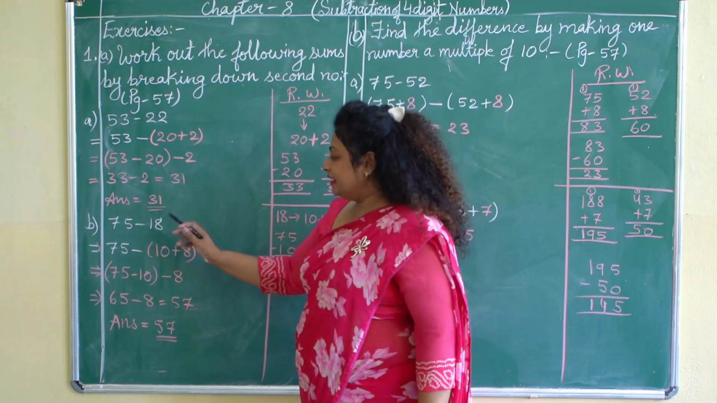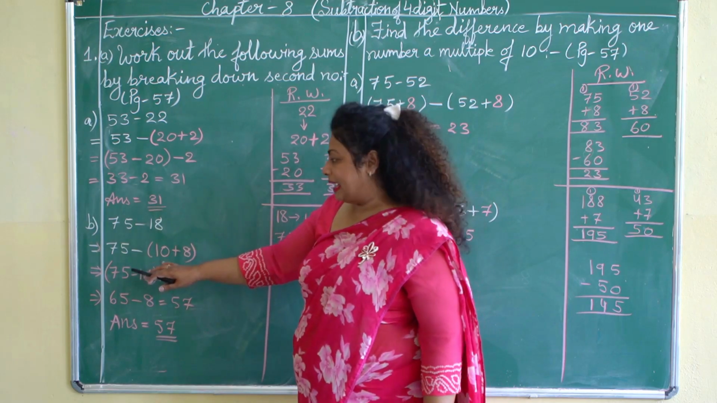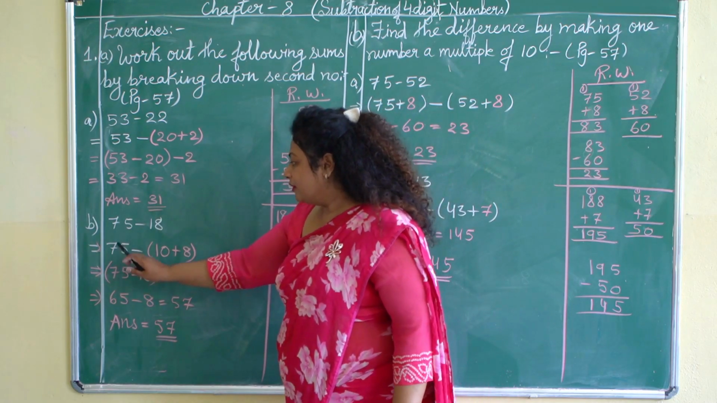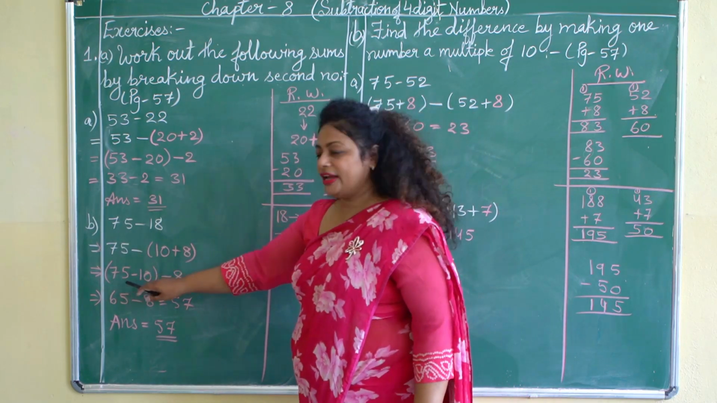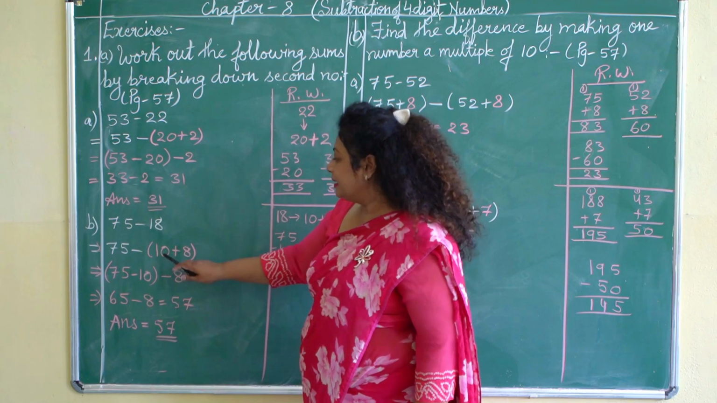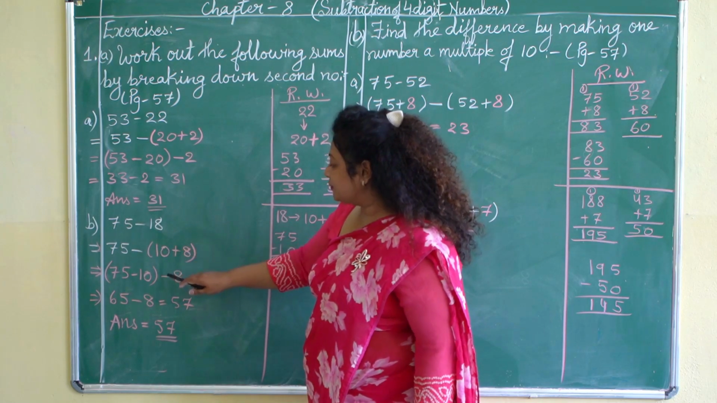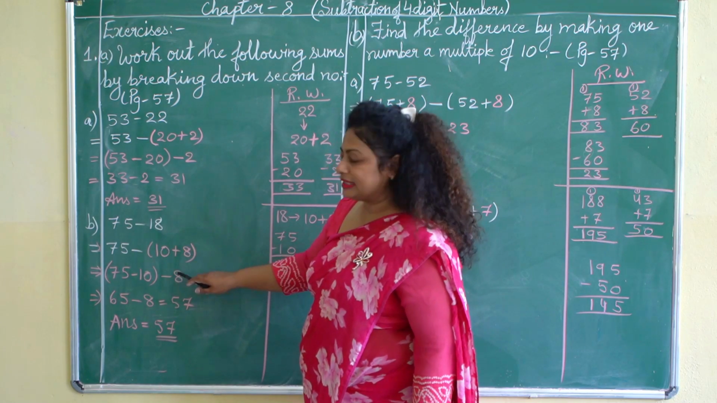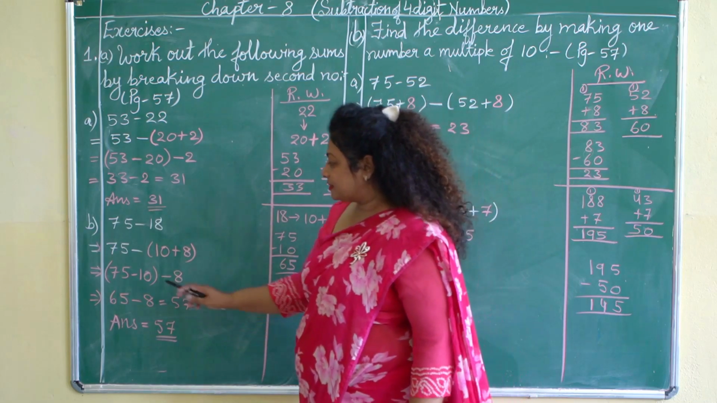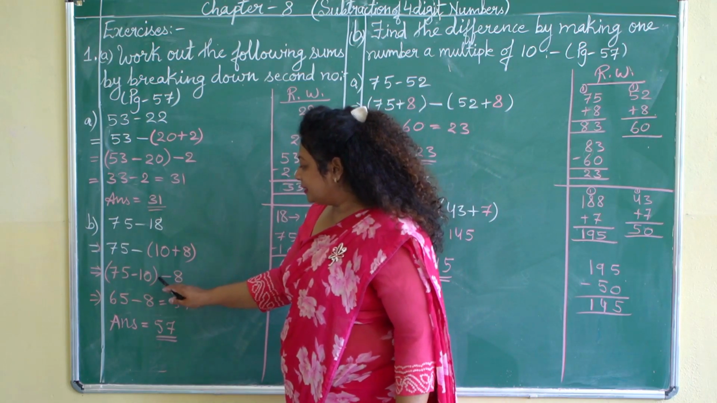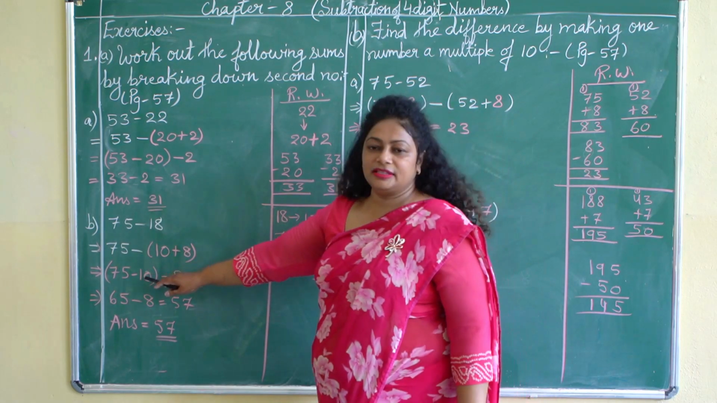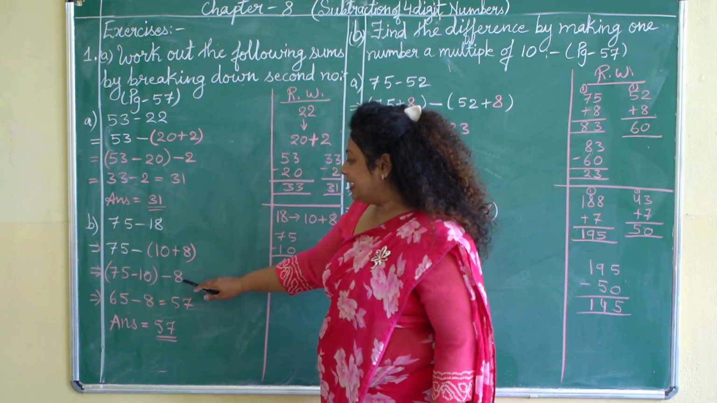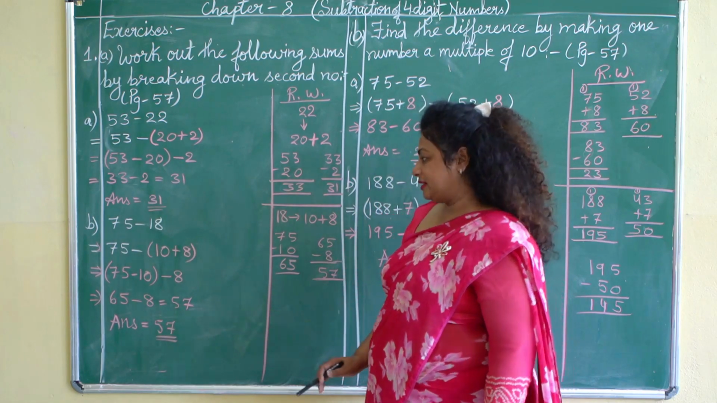Now, in the next line we will change the bracket. Let's see how. First of all, note down this line as it is. 75 minus 10, because minus and plus will give you minus, so minus 8. Now let's put the brackets. The brackets will be written like this. That means 75 minus 10 will be written in one bracket and minus 8 will be written outside the bracket.